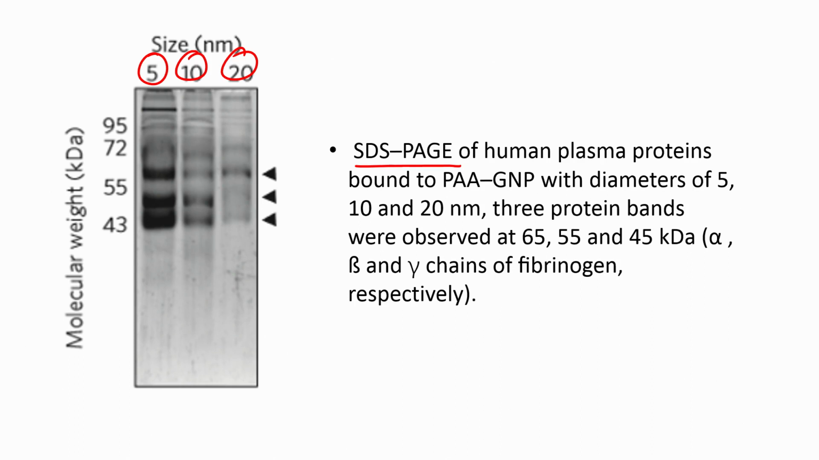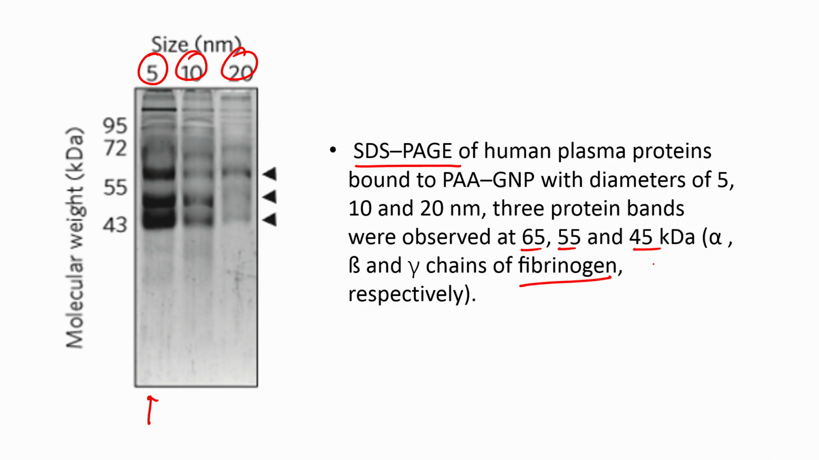What you can see here is that several types of proteins have come in and adsorbed on these particles. The 5 nanometer has quite a bit of protein, and the 20 nanometer has less protein for the same amount of gold. And what they primarily observed was that the 65, 55 and 45 kDa chains of fibrinogen were very abundant.